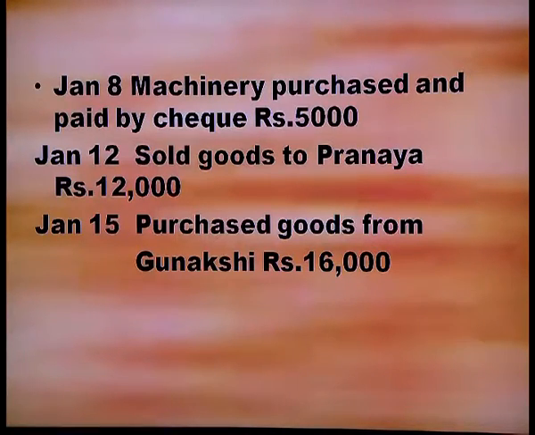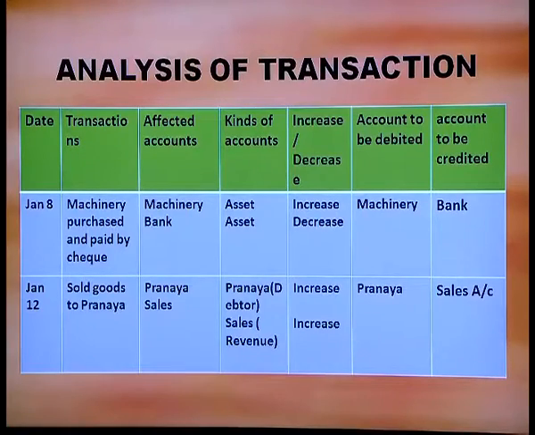On January 8th, transaction was like this, machinery purchased and paid by check. Which are the affected accounts? Machinery is coming inside the business, so machinery is increasing, machinery account, and paid by check, so bank account and machinery account are the affected accounts.